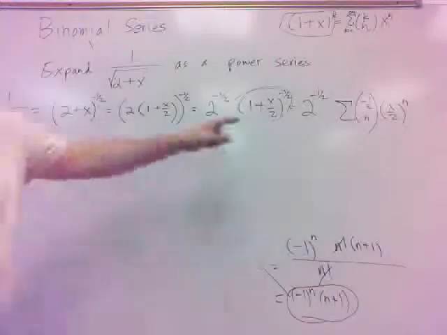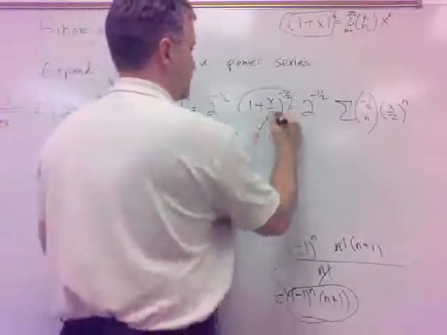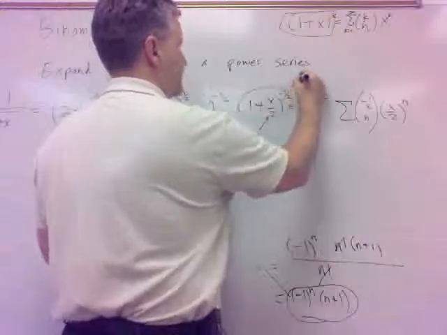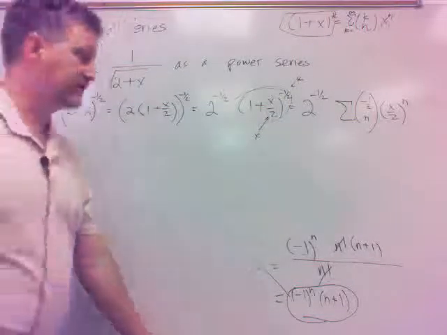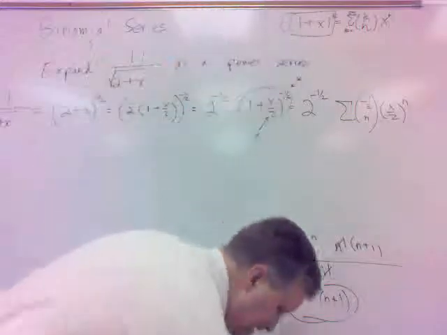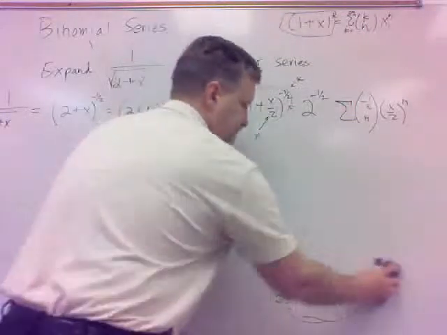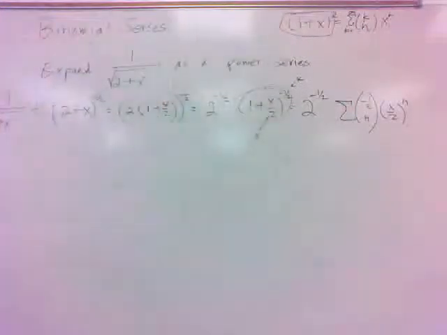So I just make those substitutions. This is x, this is k, into my binomial series expansion. With me up to now? Is this okay? Look all right? Okay.